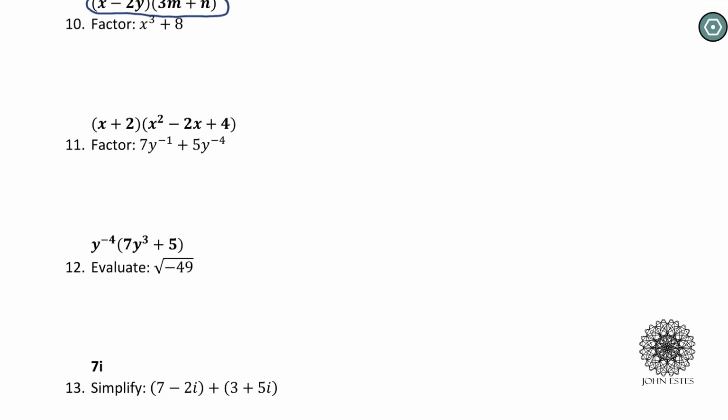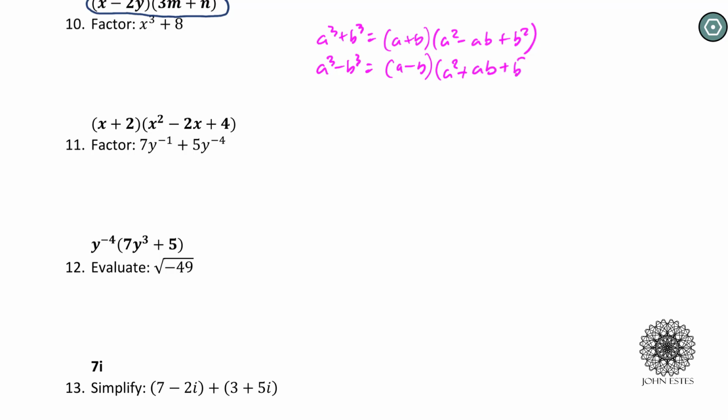All right, number 10. This time we're going to factor, this is another binomial, but this looks like the sum of cubes. So I have to remember, okay, if I have an a cubed plus b cubed situation, that factors as a plus b, a squared minus ab plus b squared. And let me go ahead and give you the difference of cubes as well. It looks very similar. You say a minus b times a squared plus ab plus b squared. Okay, so those are your two special factoring techniques dealing with cubes.